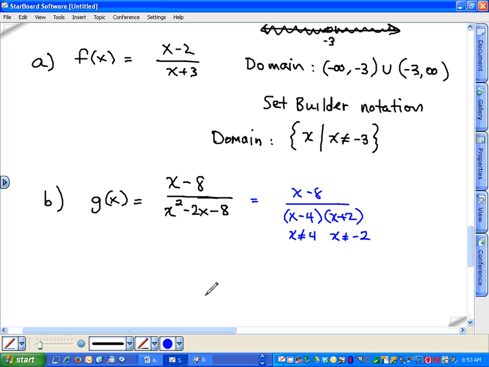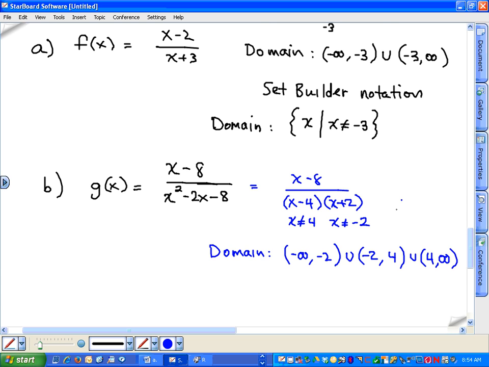So let me show you two different ways to write this. Whatever way you want to do it is up to you. If you want to use interval notation, you would write it this way: domain. You always start with a smaller number, negative 2. So it goes from negative infinity to negative 2, union, negative 2 to 4, union 4 to infinity. Essentially, what does this mean that I've written this way? Every single number is in the domain except for which two numbers? Negative 2 and 4. Everything else is in the domain.